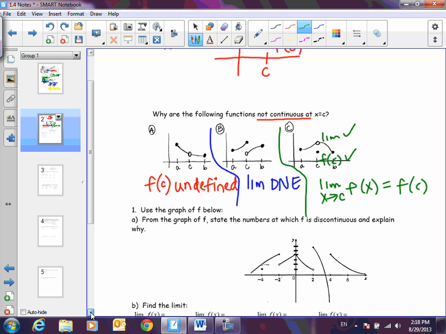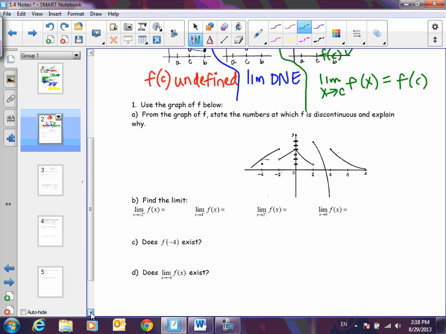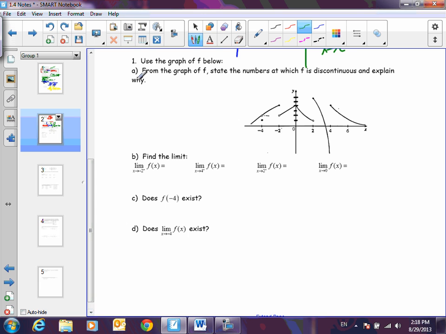Okay, so let's look at this graph on number 1. And I'm going to go ahead and skip A for right now. We're going to come back to that. So on B, it's asking us to find some limits. What does the little plus and minus ask us? Yeah, so let's write that. Plus means right. I mean, it's kind of like what you think. Minus means left. So on number 2, or I'm sorry, on B, it says x approaches -2.